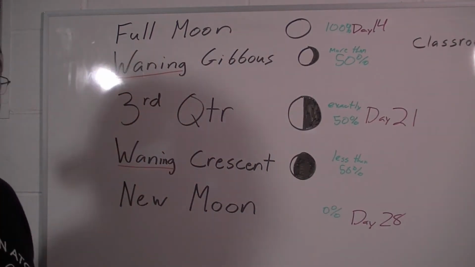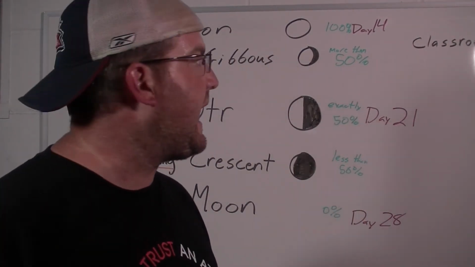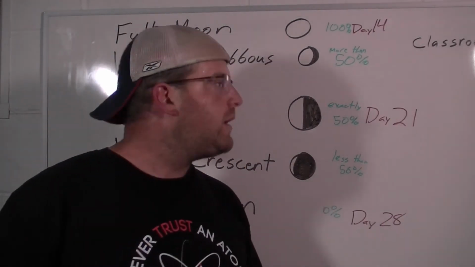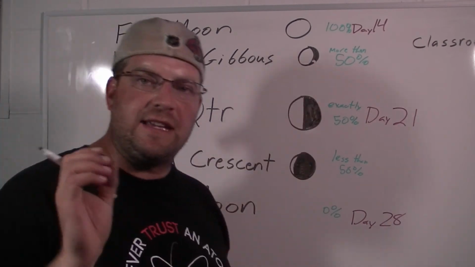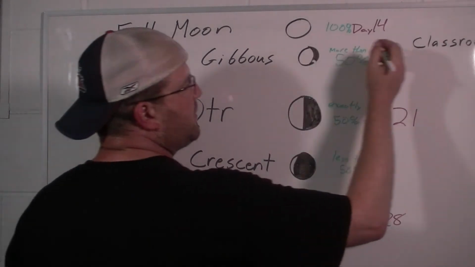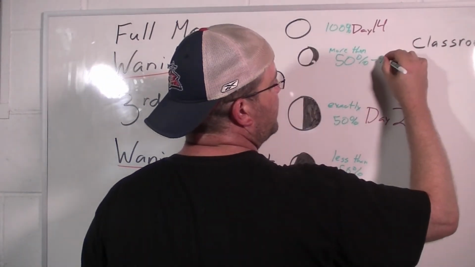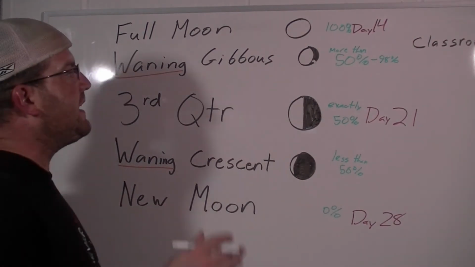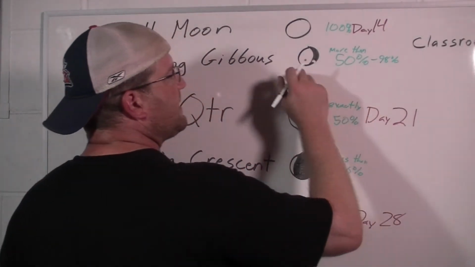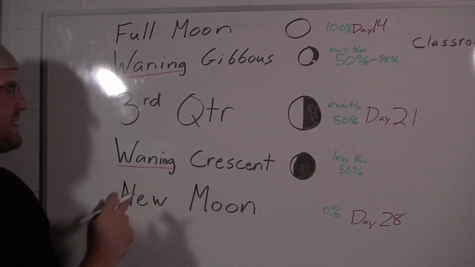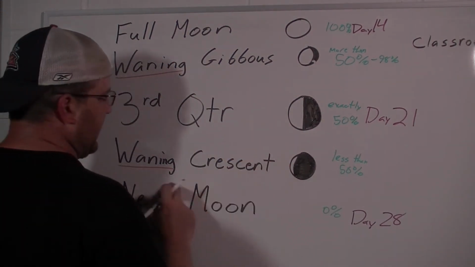Now I know what's going to happen is I'm going to have a kid that takes the quiz and comes back, sees a full moon and calls it a waning gibbous, and he'll say, well, you said more than 50%. Yes, it is indeed more than 50%, but not 100%. So this should be more of 50 to 98% visible. But if you see more than 50% of the left side, it is a waning gibbous. If you see less than 50% on the left side, it is a waning crescent.